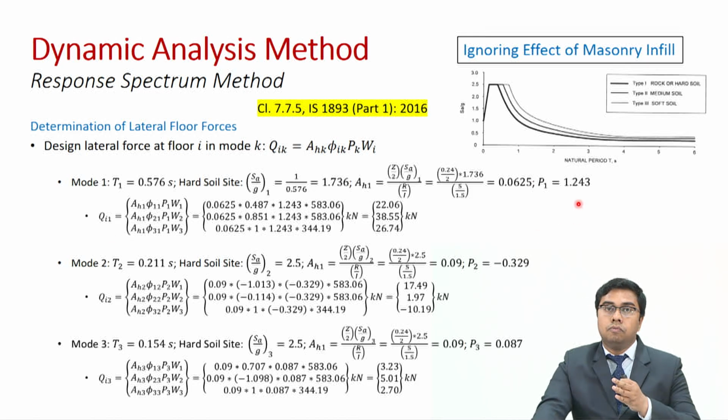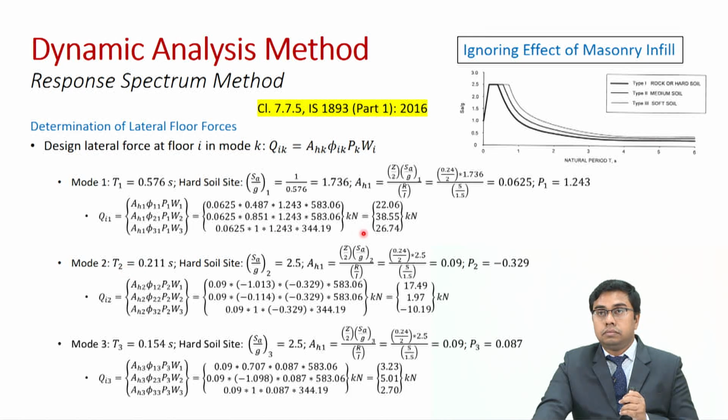Now, the value of modal participation factor for this mode is 1.243. Now, we have calculated this design lateral force at floor i in mode k, which means that it is for different floors in the first mode. I am not going to explain these calculations. I hope you are familiar with this from the last lecture as well. If you have any problem, please pause the video and confirm before you proceed.